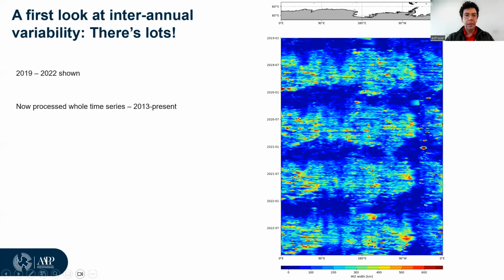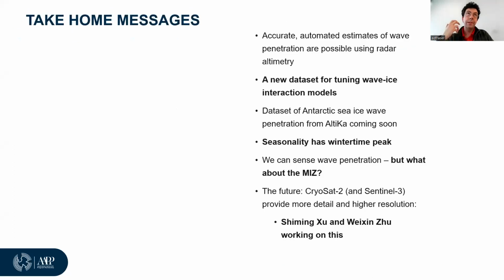And that brings me to the take-home messages. I think we're in a new era of being able to altimetrically determine the wave-affected marginal ice zone. This new data set is super rich, and I think it will be really useful for studies of wave-ice interaction. This new data set will be released once we put the final touches on the first paper from this. The seasonality has a wintertime maximum, a new result, and something that you certainly don't see if you use a concentration-based definition.